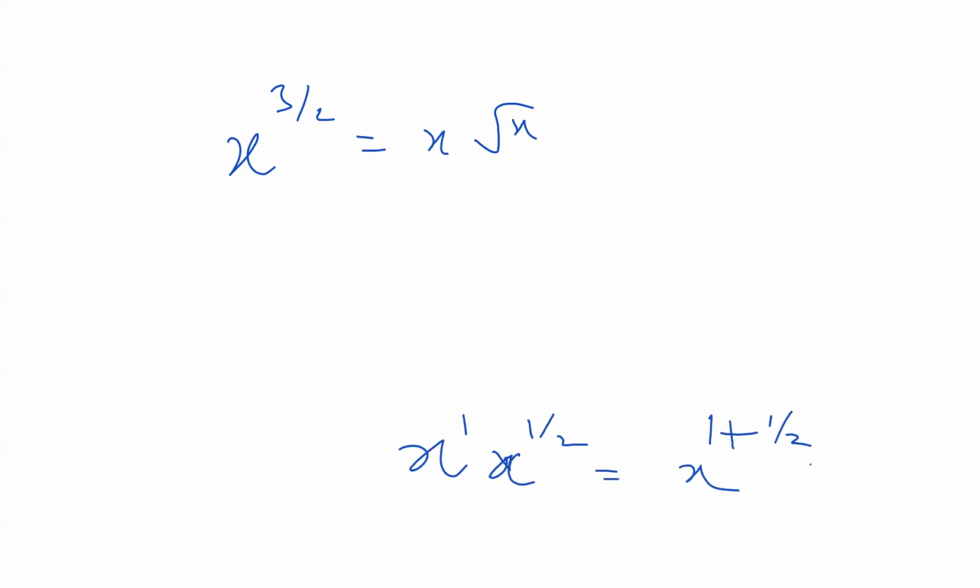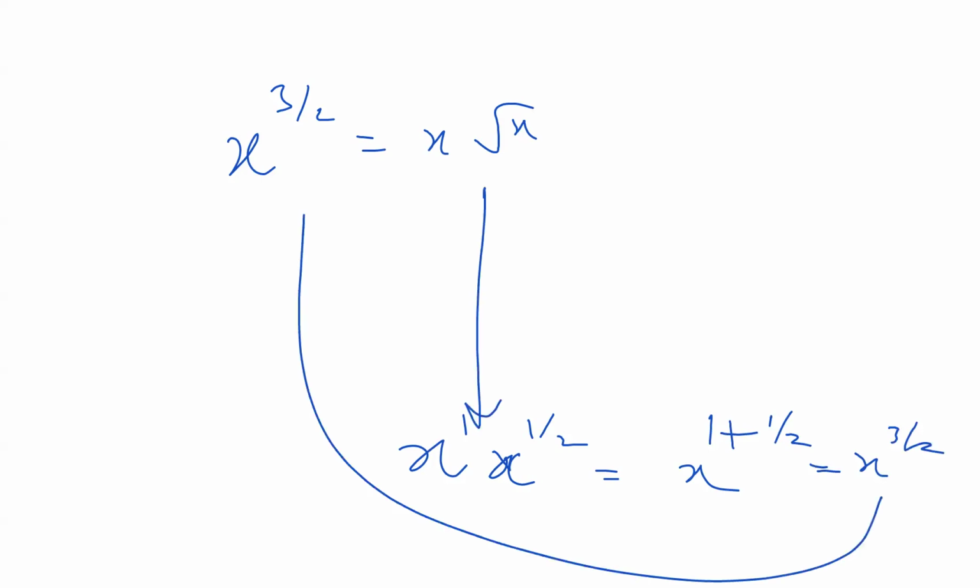Fine. So the question is 1 upon x raised to 3 by 2. Now x raised to 3 by 2 can be written as x root x. First thing that you need to know is x raised to 3 by 2 is x root x. See, x raised to 1 into x raised to half. So that is x raised to 1 plus half, which is x raised to 3 by 2. So x raised to 3 by 2 is x root x.